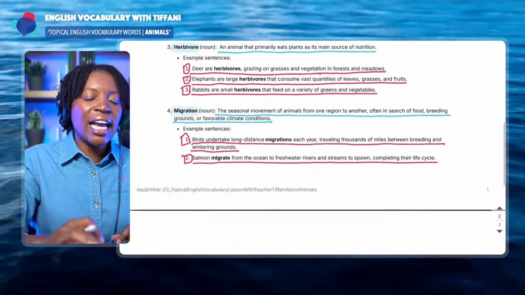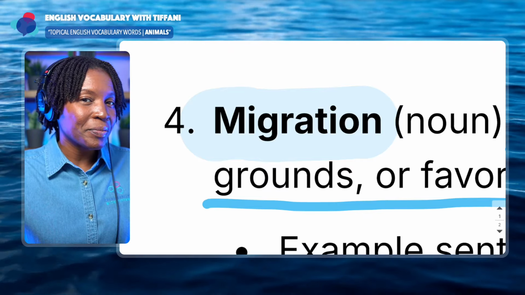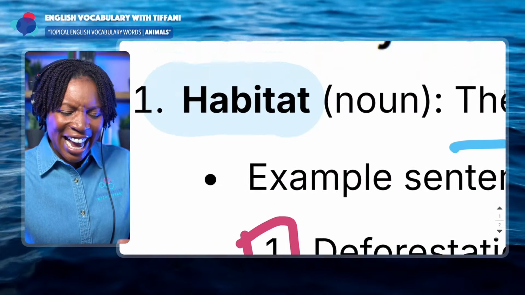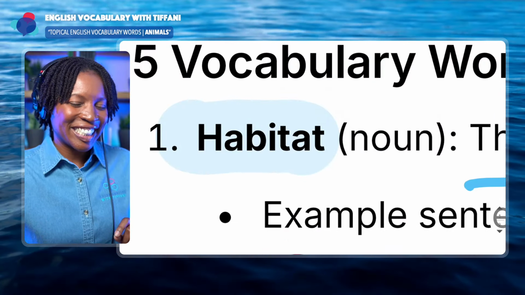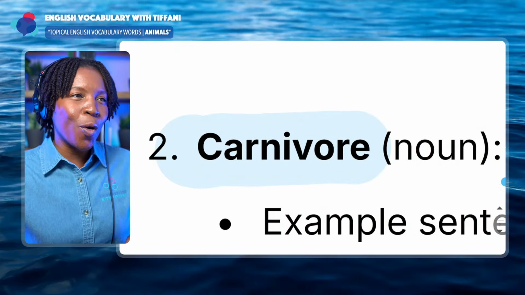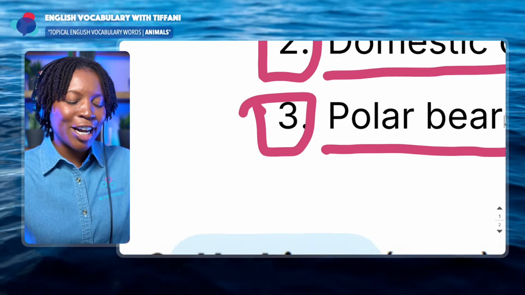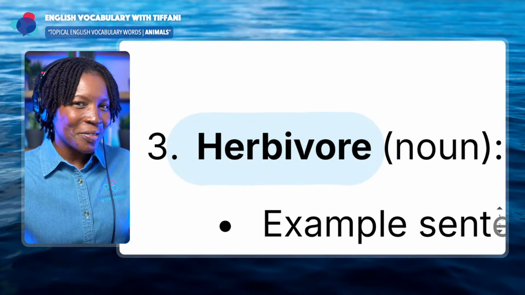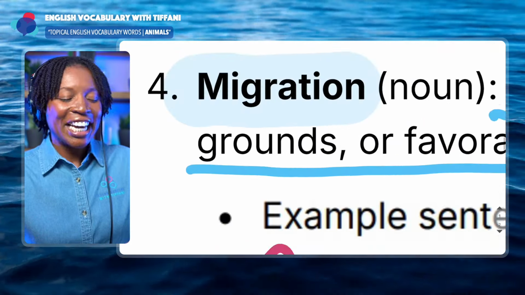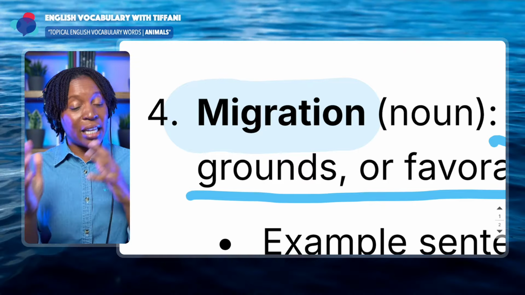Excellent. All right, so once again, number 4 after me. Migration. Very good. What was the first word again? Yes, habitat. Number 2? Yes, carnivore. Number 3, ooh, good, herbivore. And number 4 is, yes, migration. Excellent. Now it's time for us to go to number 5.